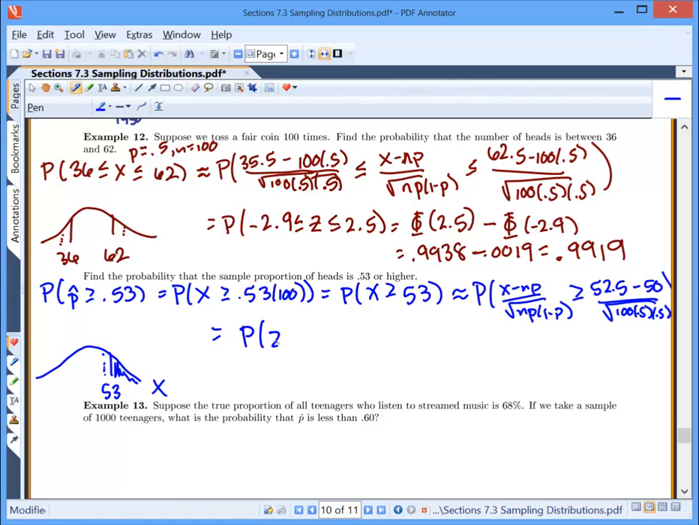which gives me the probability that z is greater than or equal to 0.5, and you use the complement rule. So 1 minus 0.6915 gives me 0.3085. So there's about a 30% chance that my sample proportion is going to be 0.53 or higher.